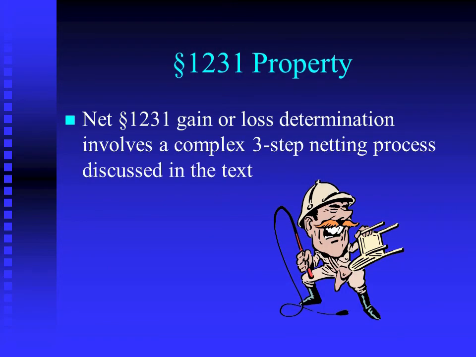So net gain or loss. There are 3 steps to this netting process. The casualty gains and losses that we're just going to briefly allude to, and then the netting of the gains and losses to come to the net capital gain or loss, 1231 gain or loss. And then if you net positive, the last step here is the look back rule to determine if any of the net 1231 gain is ordinary income.